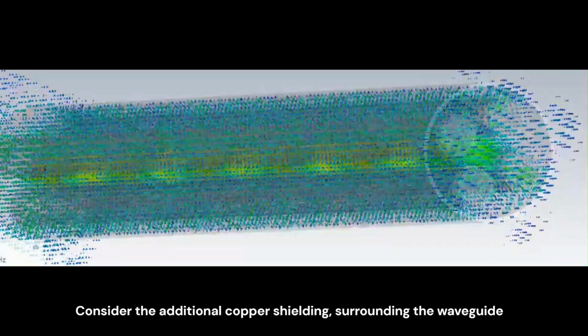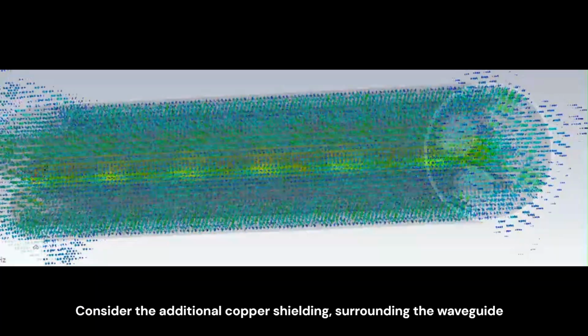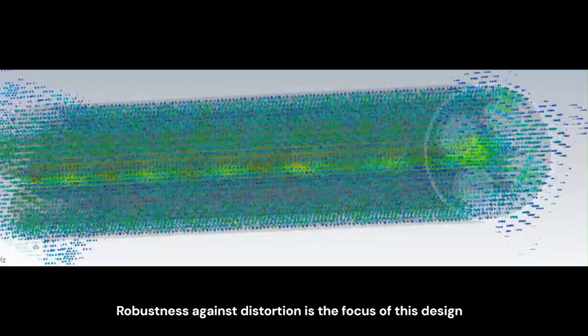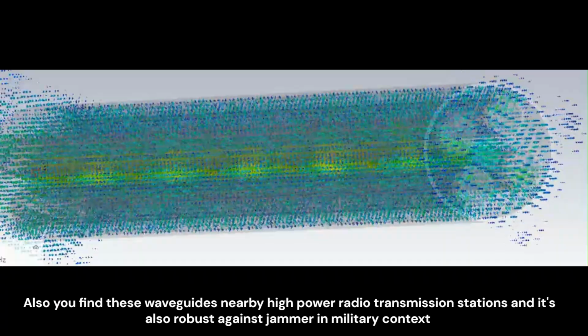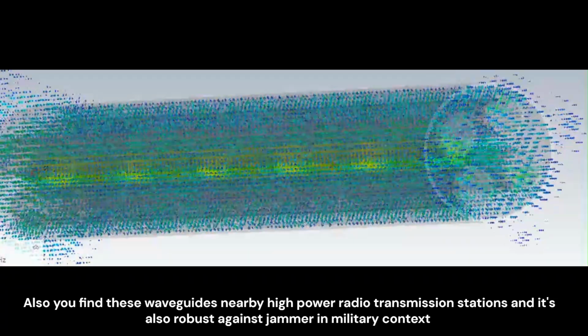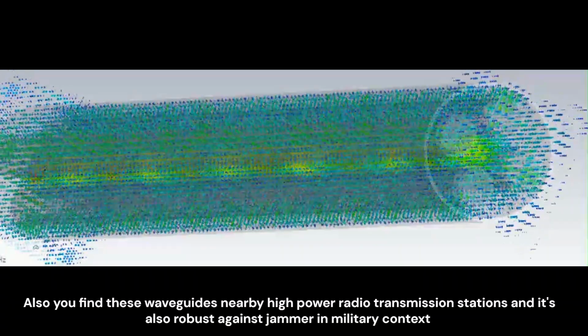Consider the additional copper shielding surrounding the waveguide. Robustness against distortion is the focus of this design. Also, you find these waveguides nearby high power radio transmission stations. They are also robust against jammers in a military context.